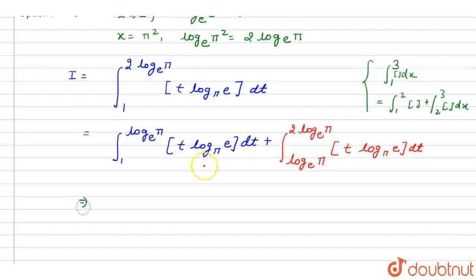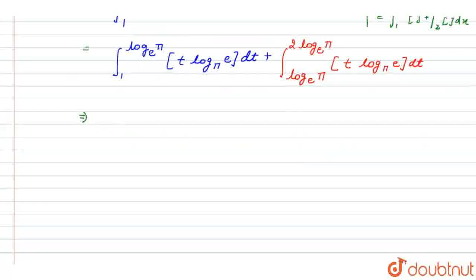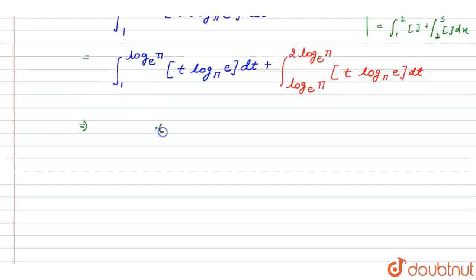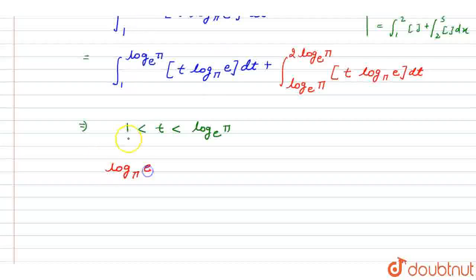Now we have to solve this greatest integer value. Here we know that this t belongs to less than log base e pi and greater than 1, because here we have the limit 1 to log base e pi. Now we also have to find this log base pi e, so we multiply by log base pi e, multiplying 1 by it, so we get this value. Here t is greater than 1 and less than log base e pi, so multiplying by log base pi e we get the bounds.